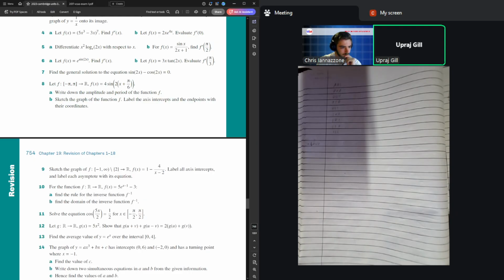Is it 2 root 3 on 2? No, wait, that doesn't make sense. Just 2 root 3, sorry. Yep, 2 root 3. That's good. So that's x, that's y. One thing's left to do.